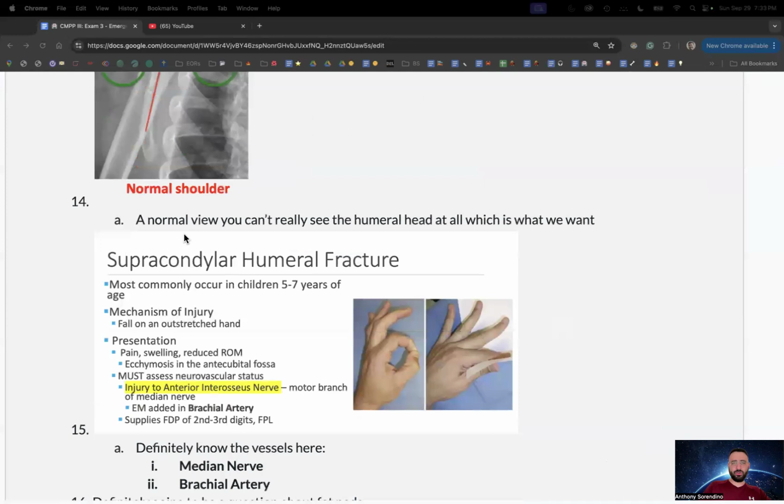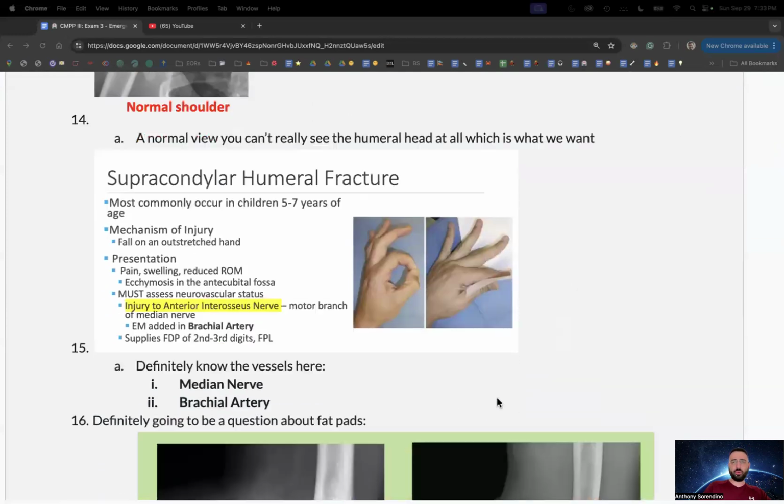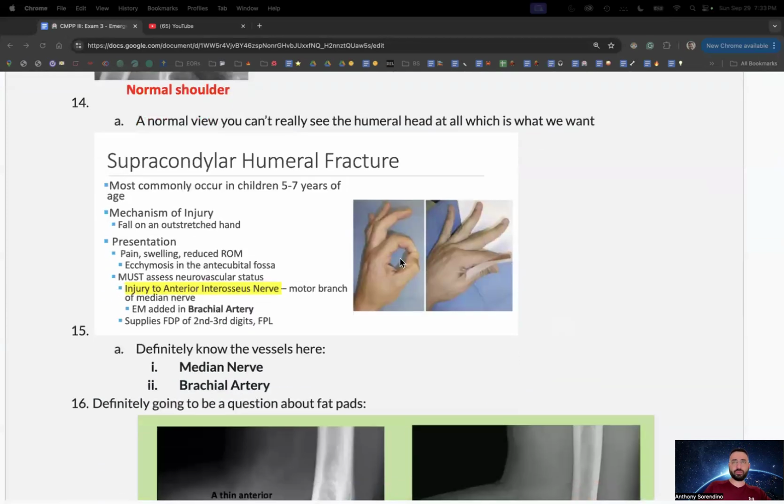Yeah, there you go. Supracondylar humeral fracture. They'll present with median nerve involvement, but the actual branch is the anterior interosseous nerve. Know that it's doing this OK sign. If you can't do this and you can only do this, that's a median nerve injury. But it's supracondylar, so the issue is all the way up here on your humerus, and the median nerve goes through there. So that's why there's an issue there.